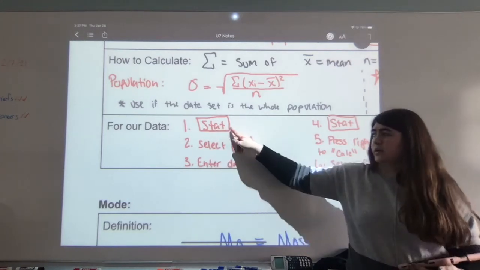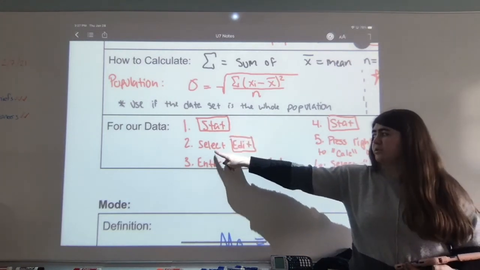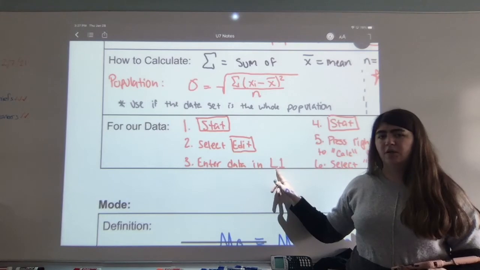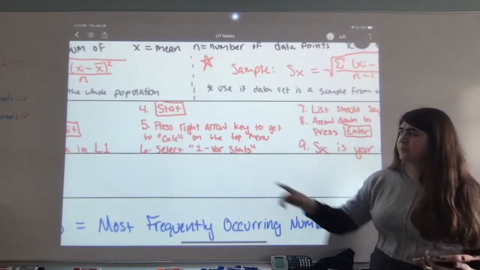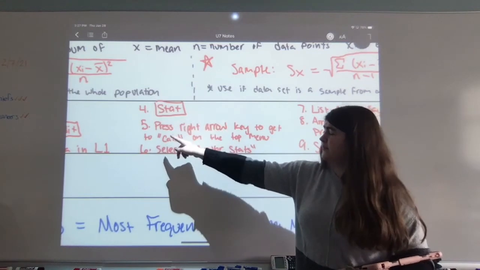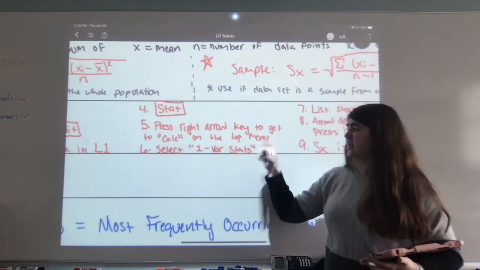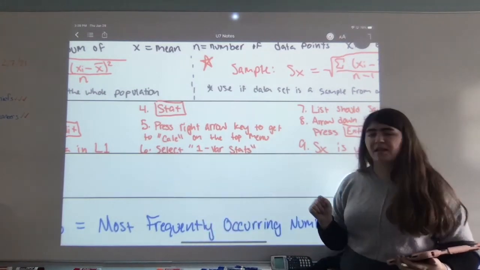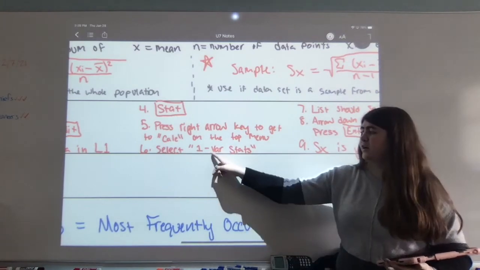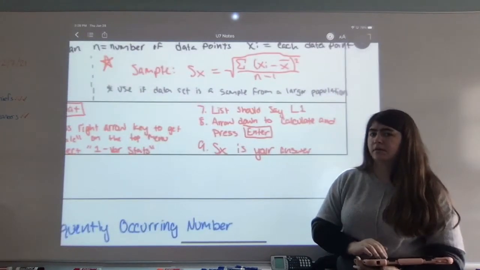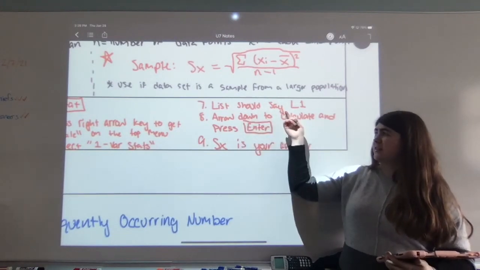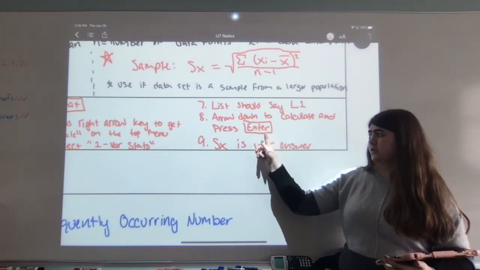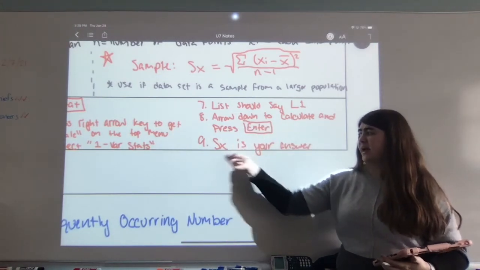So step 1, press the Stat button. Step 2, select Edit. Step 3, enter your data into List 1. It's called L1. Step 4, you're going to hit the Stat button again. Step 5, press the right arrow key to get to the Calc on the top menu. Step 6, select 1-Var Stats, that's one variable statistics. Step 7, the list should say L1. Step 8, arrow down to Calculate and press enter. Step 9, Sx is your answer.